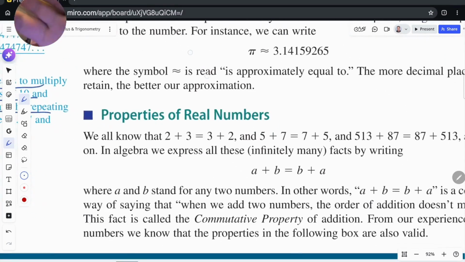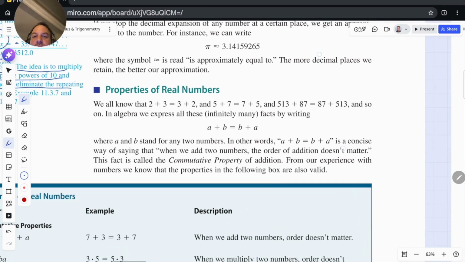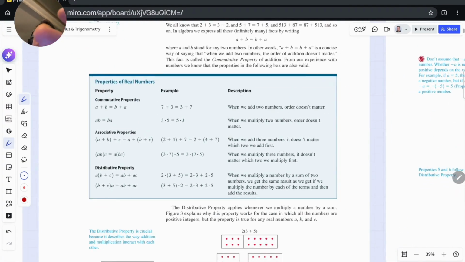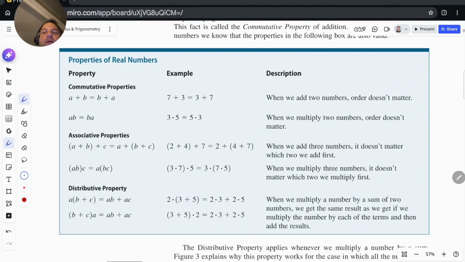All right, let's go to our next part, properties of real numbers. Here we see we have commutative, associative, and distributive properties on our visual. Let's quickly take a look at that. So for commutative property, when we add two numbers, the order does not matter. For example, 7 plus 3 equals 3 plus 7. Commutative for multiplication, also the same idea applies as it does for addition. When we multiply two numbers, order does not matter. For example, 3 times 5 equals 5 times 3.